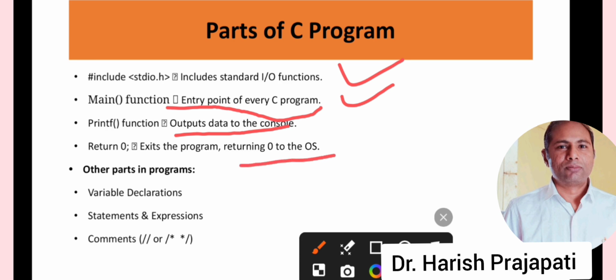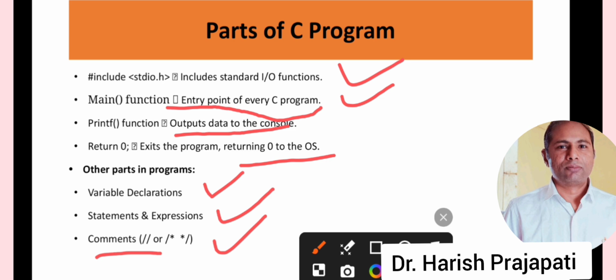Now what are the other things which we can include in our program? If we are using variables, then we have to declare the variables. If we are writing some mathematical expressions, then we will include statements or expressions. Now if we want to write any comment in between, what is the meaning of comment here? Comment means if we want to write something to help understand the program. A comment is not read by the compiler. A comment is only for the user.